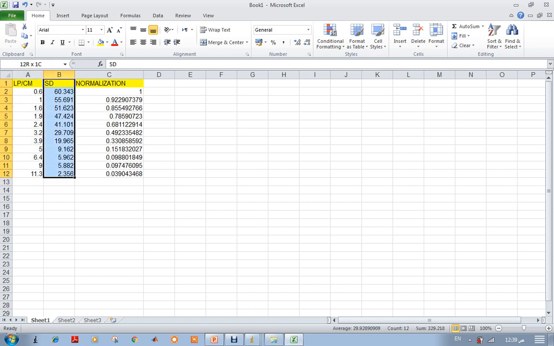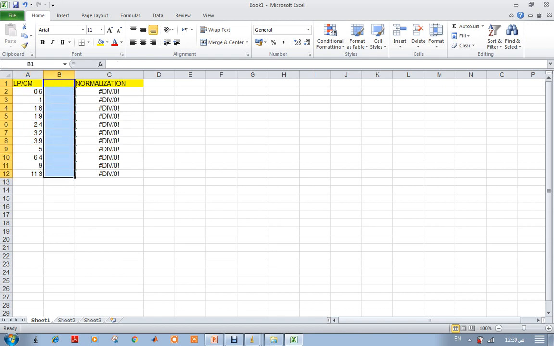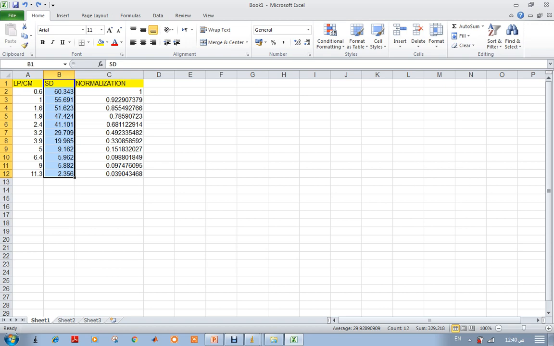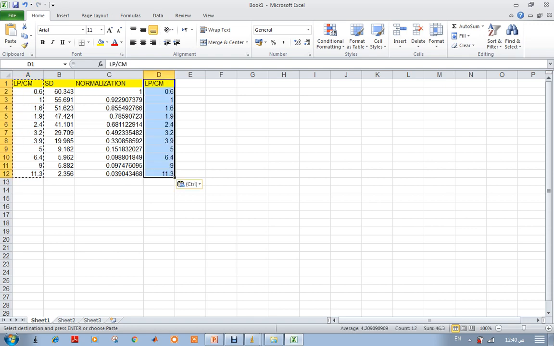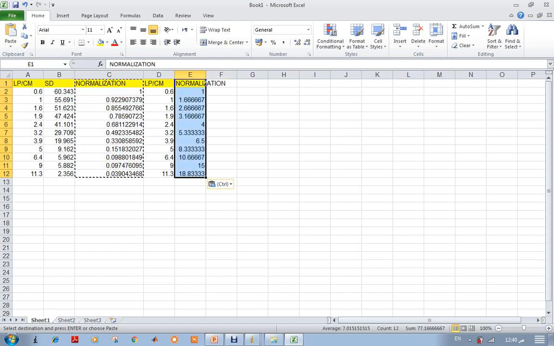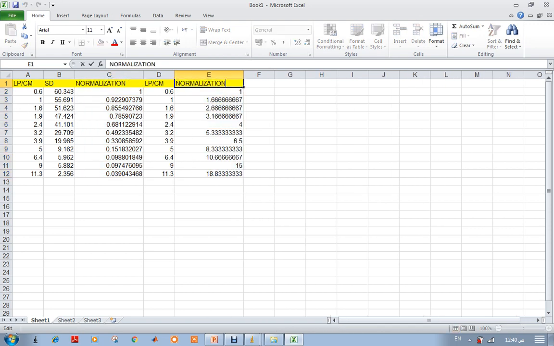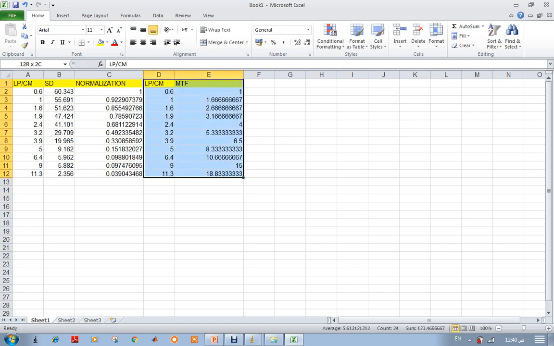I can delete this easily, no need. Sorry. With line pairs per centimeter, Control C, Control V, and normalization value, Control V, which is the MTF value.